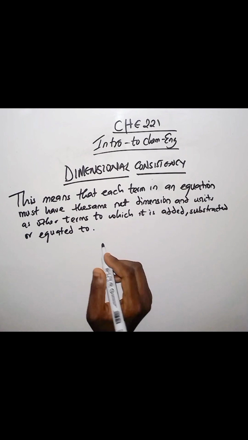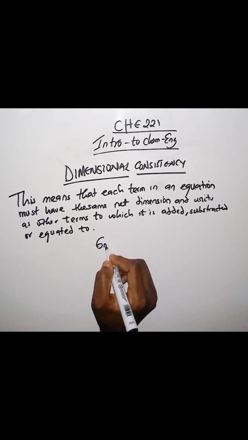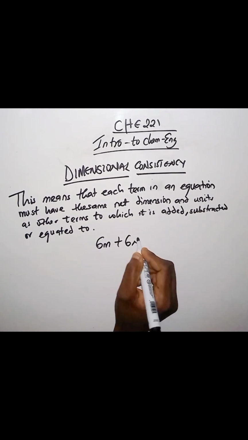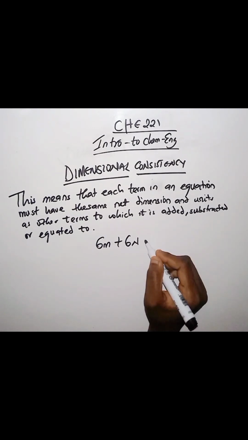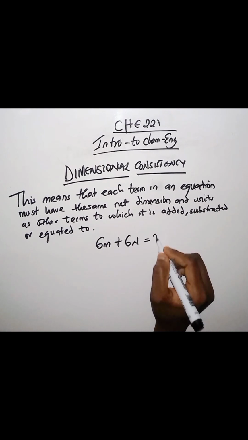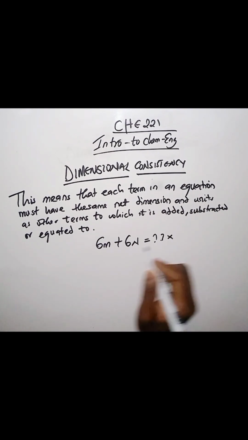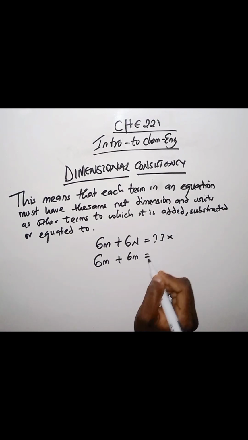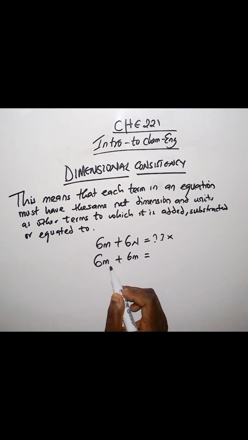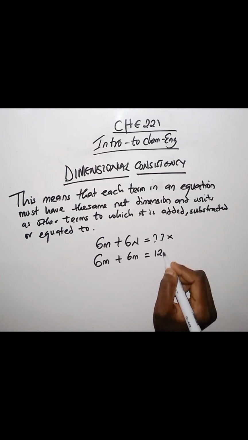What this simply means is that, for example, you have 6 meters plus 6 Newton. This is in length and this is in Newton, which is force, and this cannot be additive. When you have 6 meters plus 6 meters, this is additive because they both have the same net dimension and unit. So it's 12 meters.